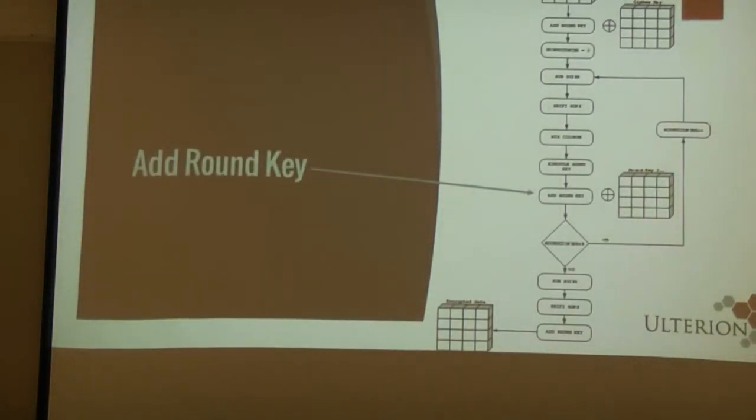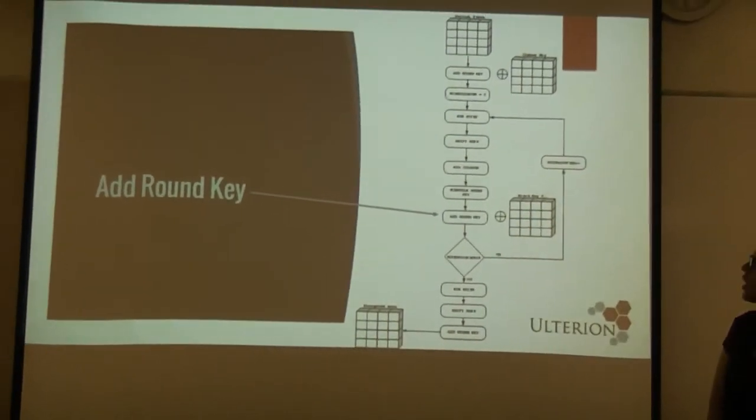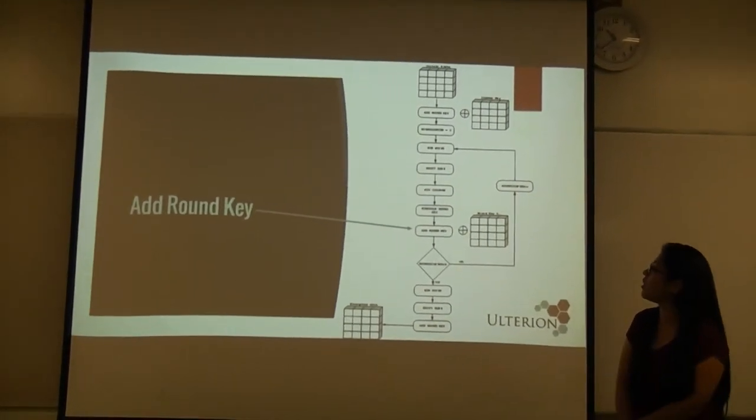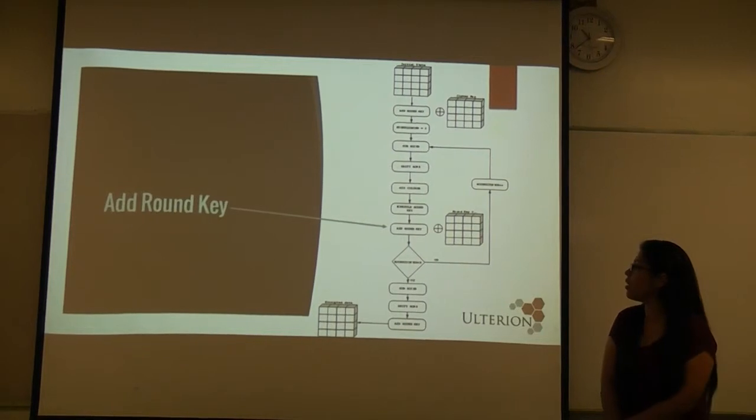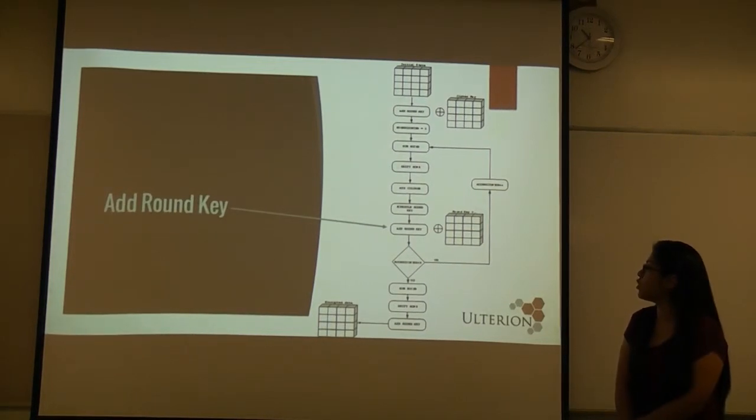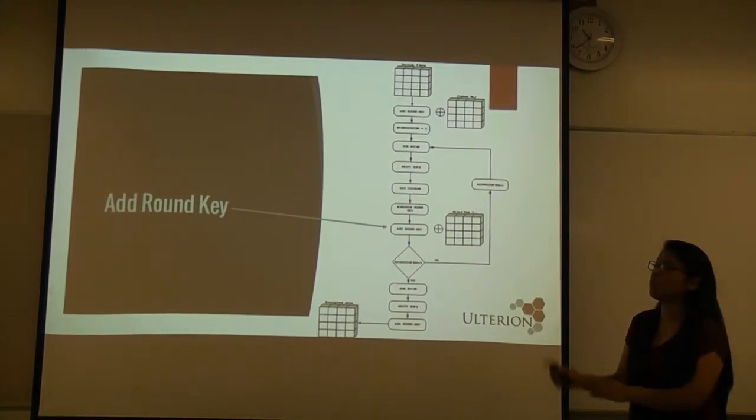So our last state within the loop is called add round key, where you XOR that data with the round key table.